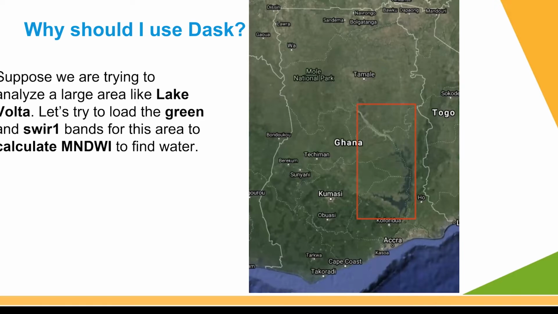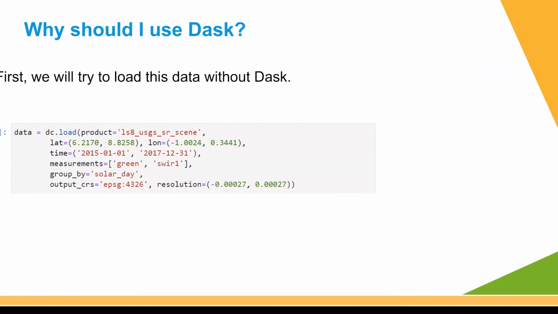So here's an example of why you should use Dask. Suppose we're trying to analyze a large area like Lake Volta. Let's try to load the green and SWIR1 bands to calculate MNDWI, which is a water index. So we're trying to identify where the water is. First, we'll try to load without Dask, specifying the product, latitude, longitude, time, measurements, group by solar day, and for this product, we have to specify the output CRS and the resolution. The star at the left indicates that the cell is scheduled to be run. In this case, it is running.